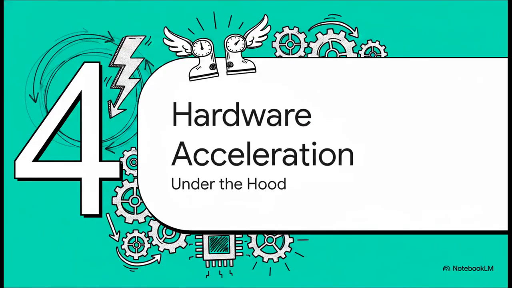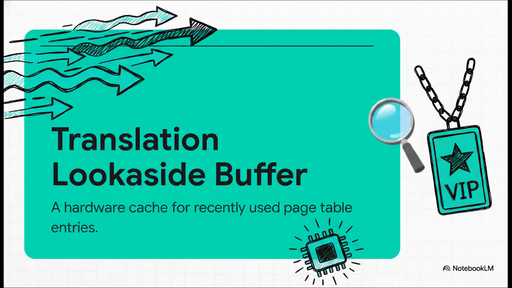All right, let's wrap things up with Section 4, Hardware Acceleration, under the hood. Now, you might be thinking, wait, wouldn't constantly checking these massive page tables in main memory to translate addresses effectively double our memory access times? Wouldn't that make everything incredibly slow? And you know what? You'd be absolutely right.